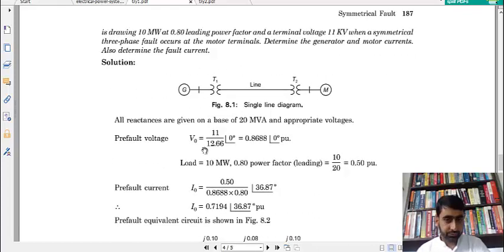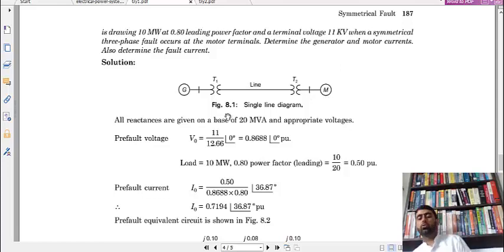So this is the system. Its voltage is 12.66 kV, and it is stepped up by this transformer, as its voltage ratio is 12.66 to 66. So the line voltage over here is 66 kV, and here the transformer ratio is 66 by 12.66. But here the voltage is given to be 11 kV, and power is given to be 10 megawatts.